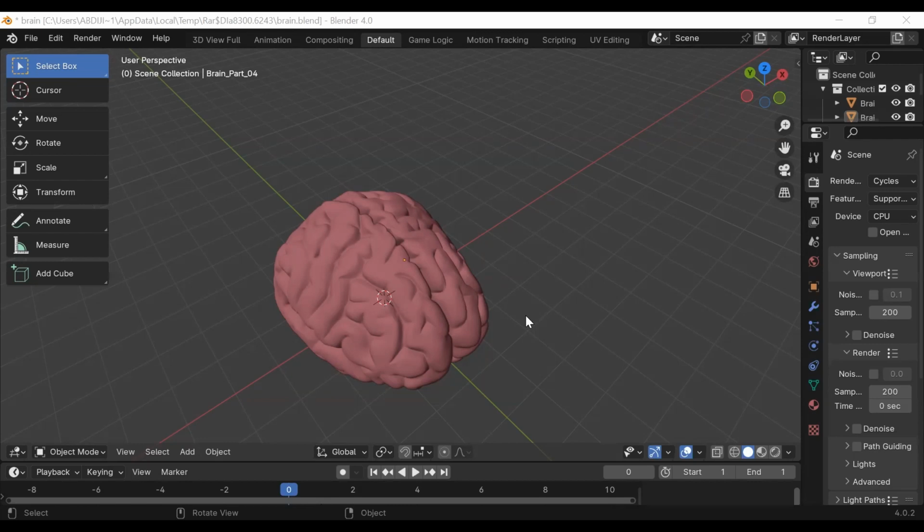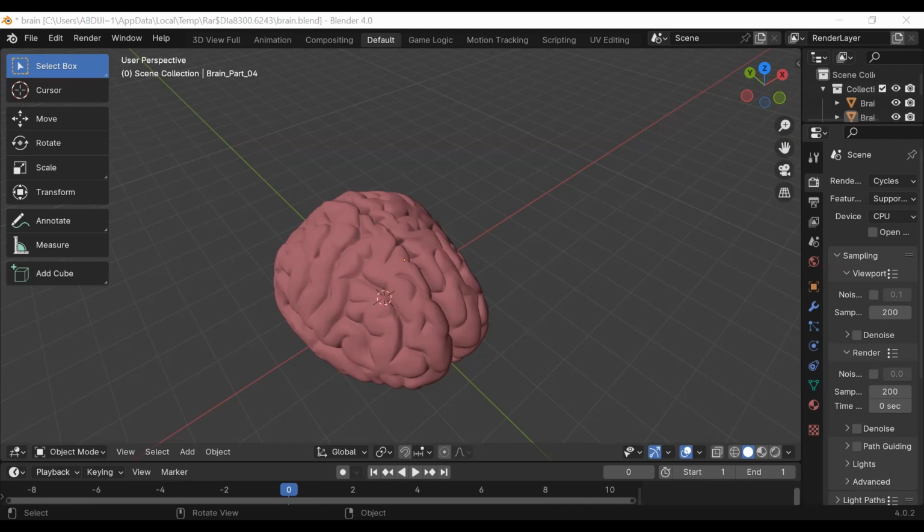When creating the brain, first I have to follow several steps, including choosing a reference image. Start by importing a reference image of a brain into Blender. This image can be used as a guide to shape your model. The next is a basic shape. Use a basic shape like a sphere to start forming the large shape of the brain.